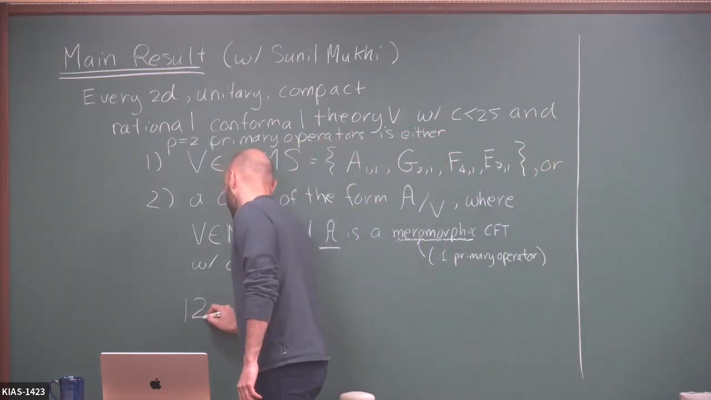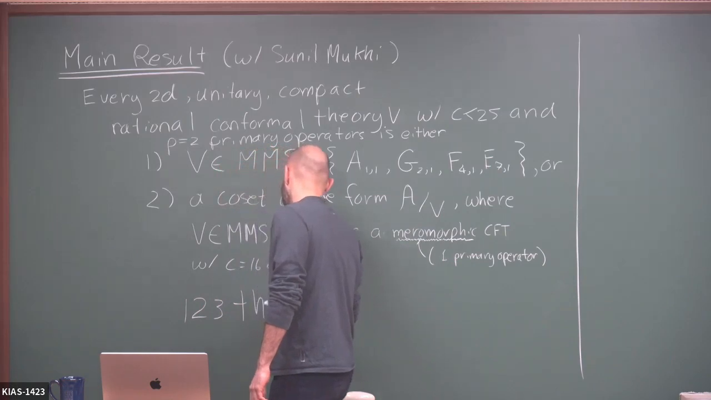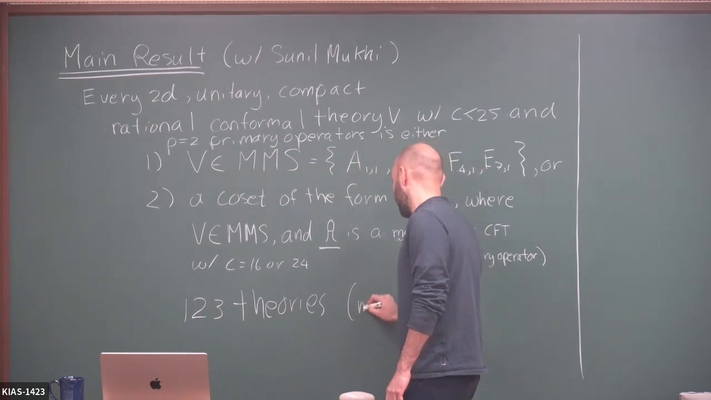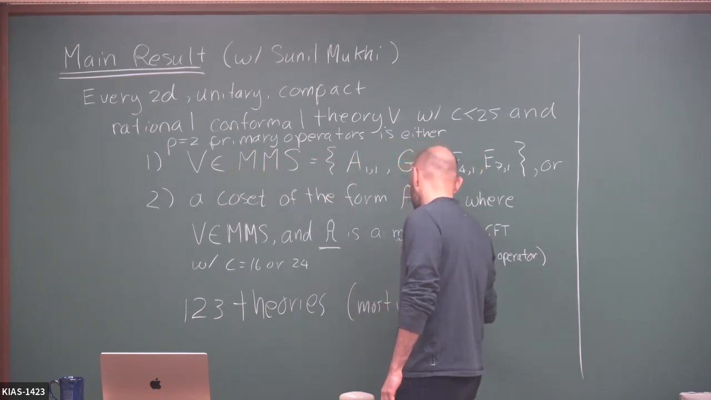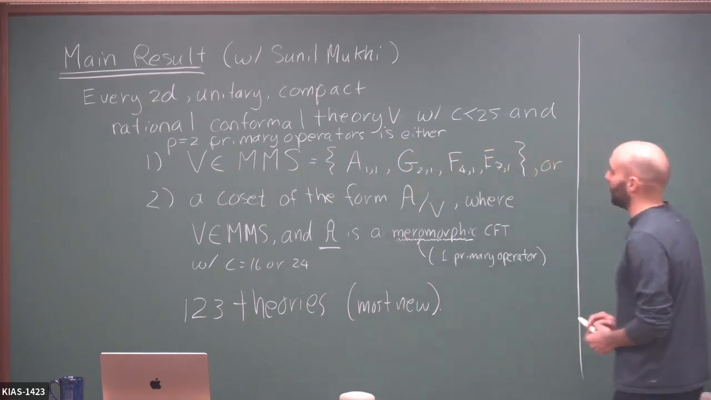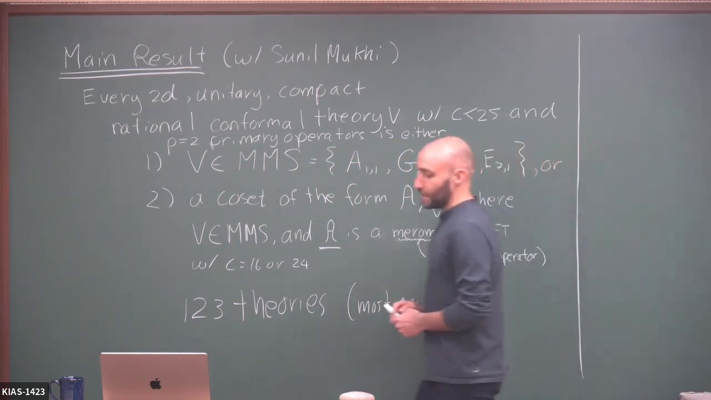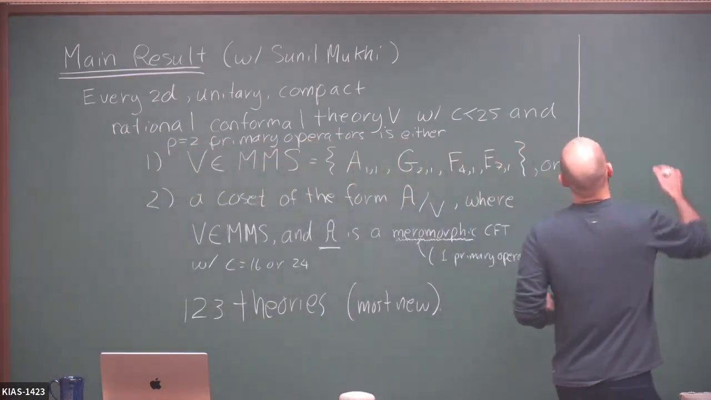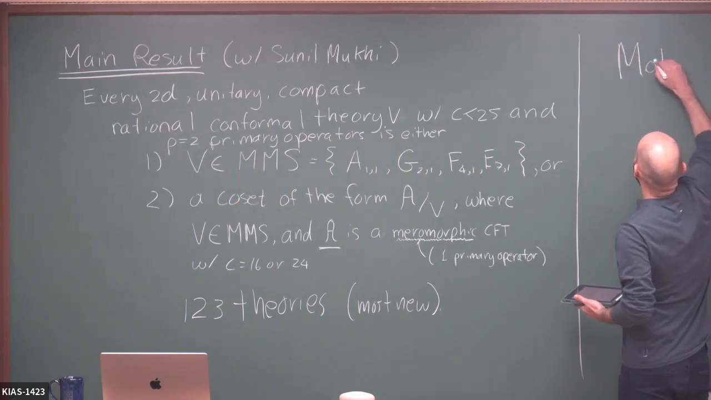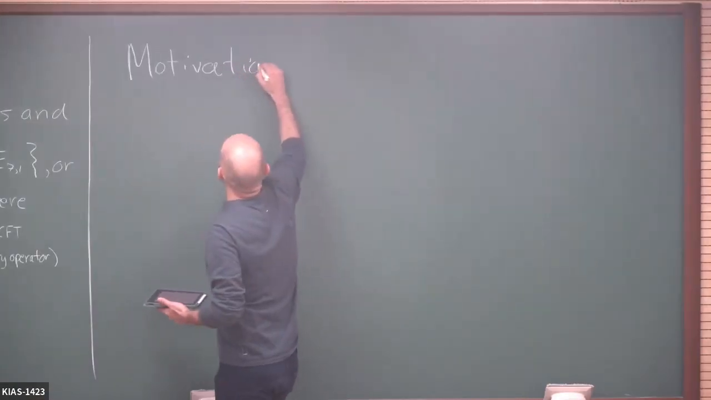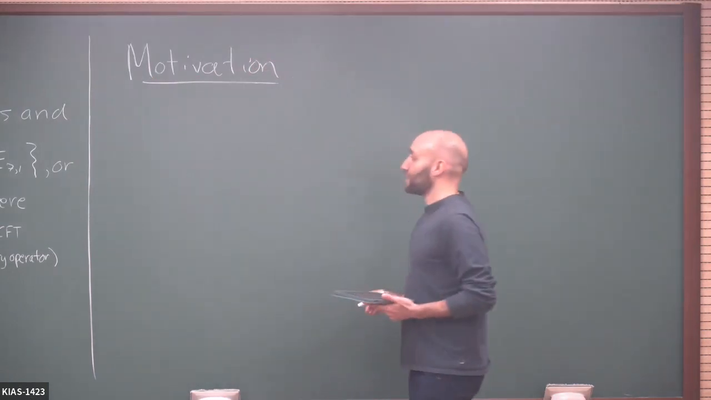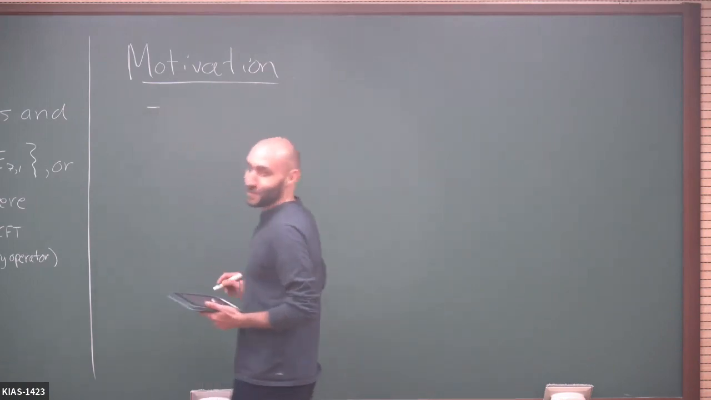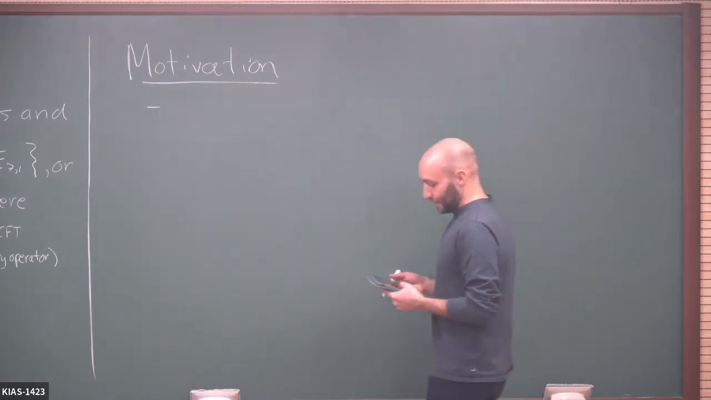And when you do this, what you find is 123 theories in total, with most of them being new. So this is the main result that I'm going to build up to. But before we get there, let me start with some motivation. I'm sure I don't need to say what I'm about to say for this audience, but I find it helpful in talks to remind myself why I'm giving the talk in the first place.